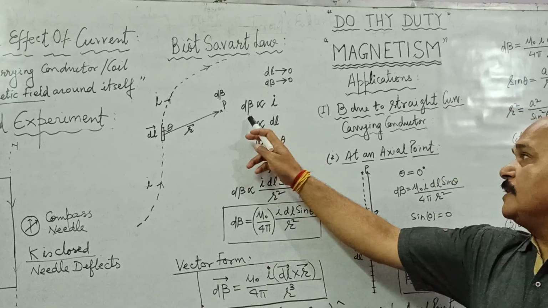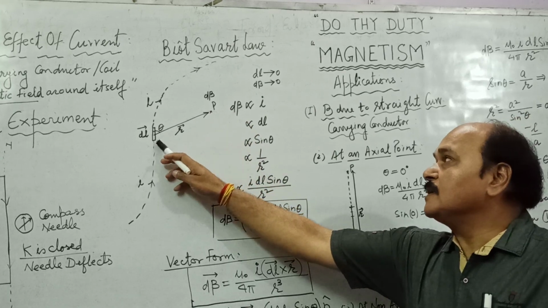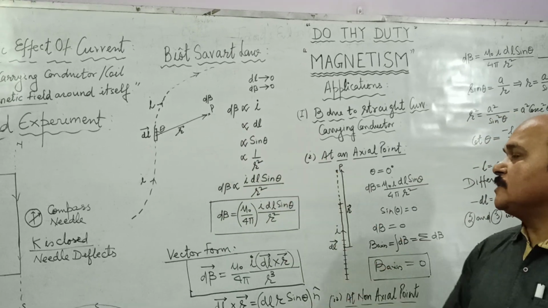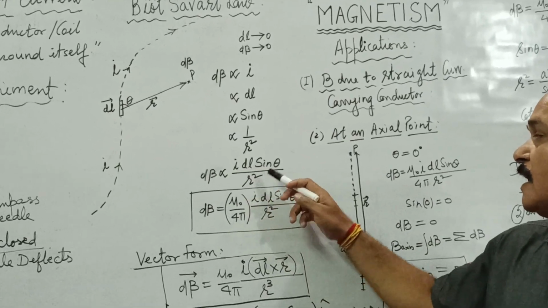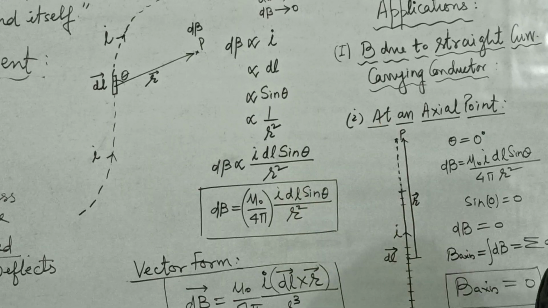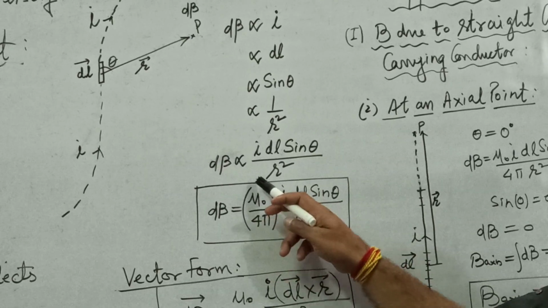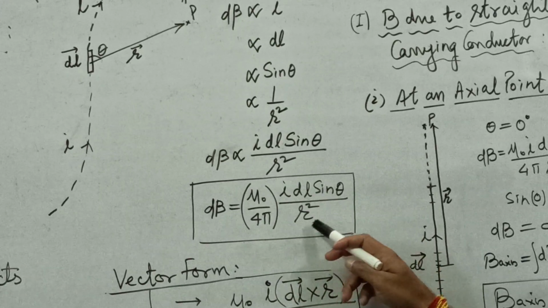And the magnetic field at this point is inversely proportional to the square of the distance between dl and P, that is the inverse square law. If we club all these factors, what do we get? dB is directly proportional to I dl sin theta and inversely proportional to what? R square. And if we remove the sign of proportionality, we get a constant. That constant is mu naught upon 4 pi, and then I dl sin theta upon R square.